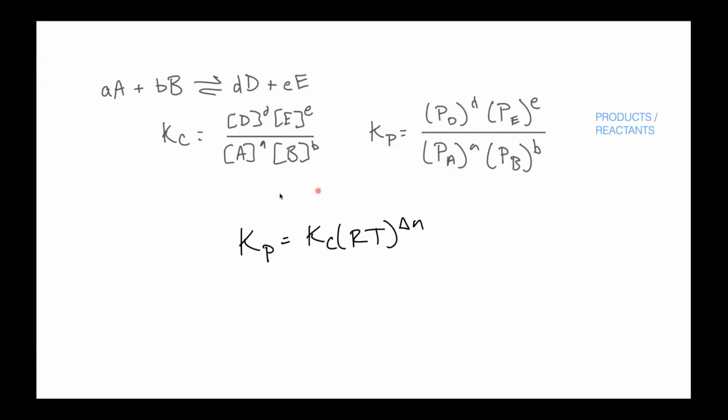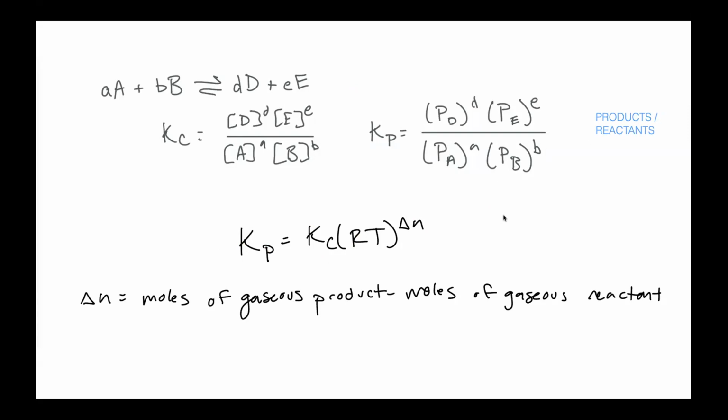And then there's actually this equation where we can convert between the two. So we know that the equilibrium constant for the pressure equals the equilibrium constant for the concentration times RT to the change in N. And that change in N value has to do with moles. So we have the moles of our gaseous products minus the moles of our gaseous reactants. So what you have to do is add up D and E and subtract A and B.